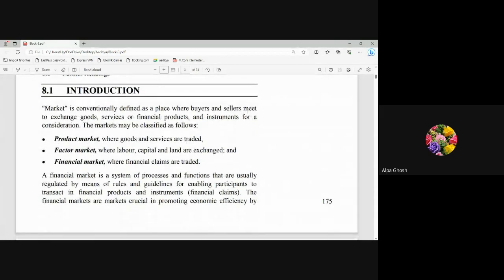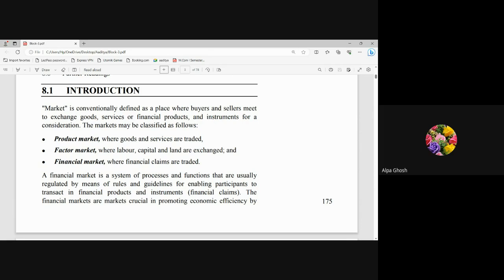Starting with the first part, the introduction to the concept, introduction to the financial market. So, already explained what is a market. It is a place where the buyers and sellers meet, and what is the objective of coming together at a particular place? To exchange goods and services or financial products and instruments for consideration. For a consideration means against the exchange, against the payment in terms of money. The markets further are classified as product market, factor market, and financial market.